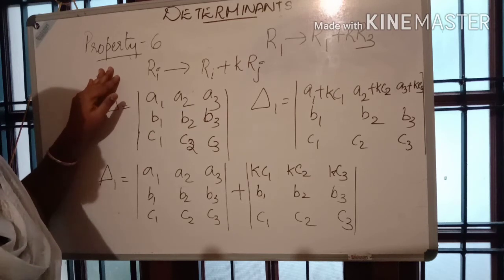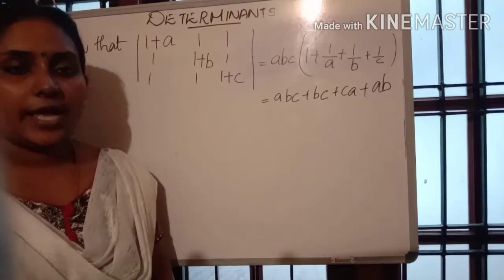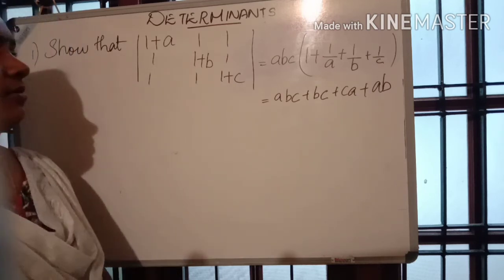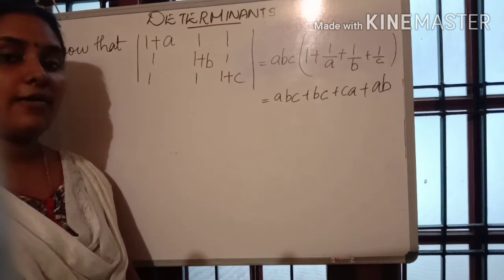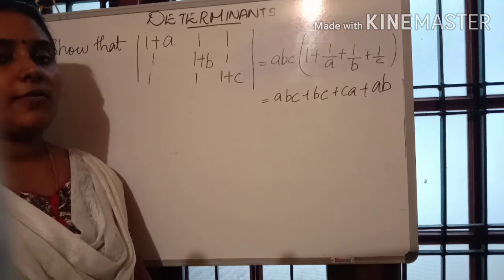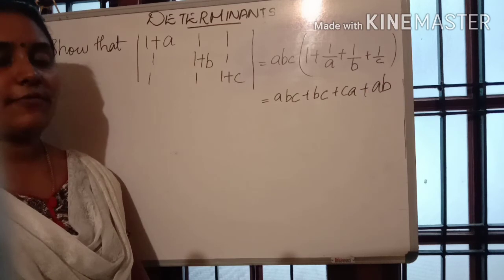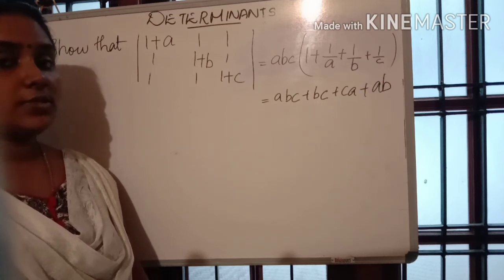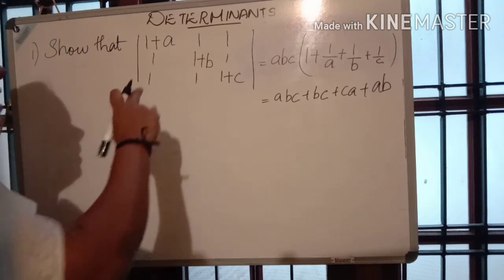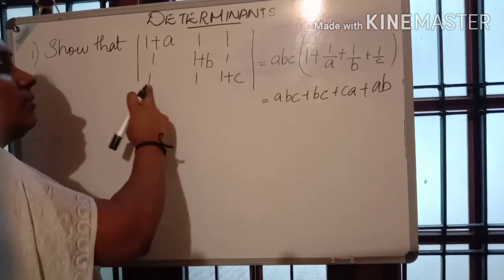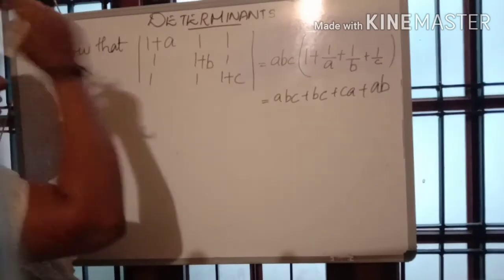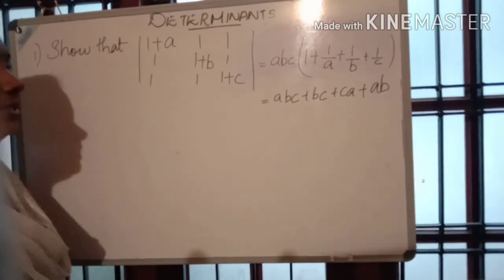Property number 6 is similar to property number 5. Friends, see one example. This can be solved using the properties that we have learned. These properties are applicable only while doing the proof. While verification, we can easily use these properties. Here, show that the determinant 1 plus a, 1, 1, 1, 1 plus b, 1, 1, 1, 1 plus c is equal to this one. We have to verify this is equal to this one. How will we get this answer?